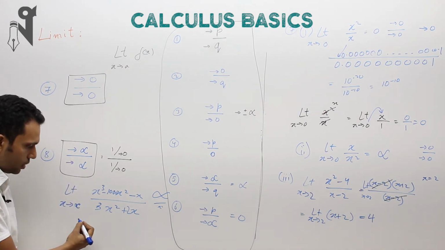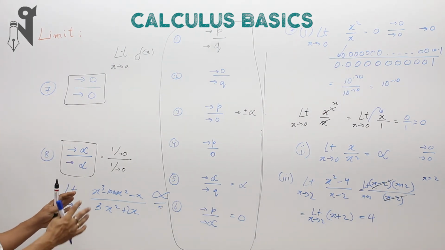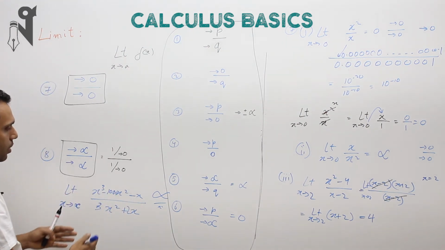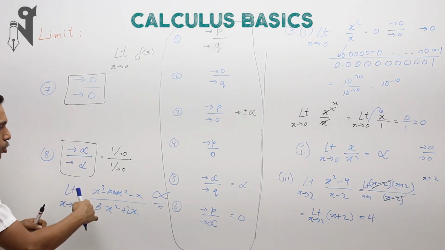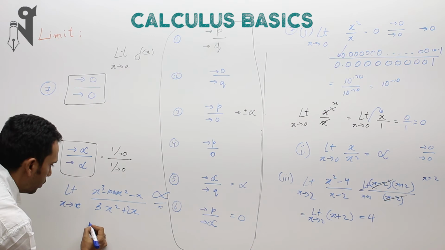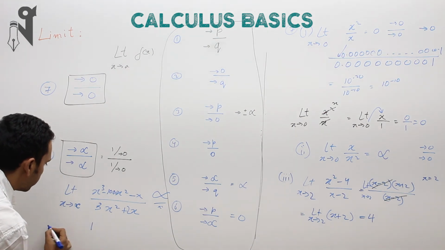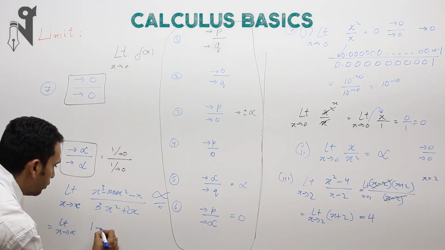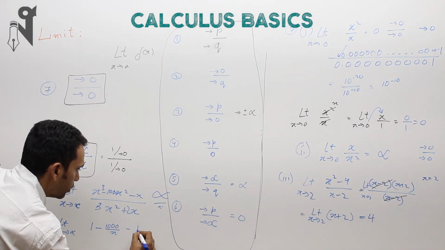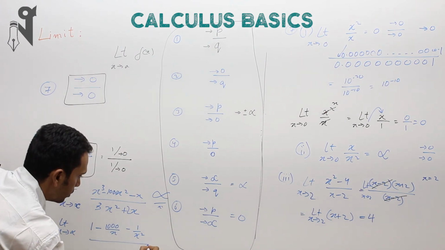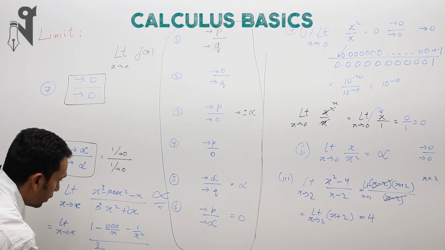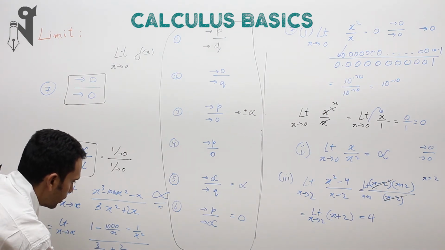So that's the sense. But if we want to have a concrete answer, we'll do some maths over it. Say divide with x cube on top and on the bottom. So what we get is 1 minus 1000 divided by x minus 1 by x square. We have it divided with x cube on top and x cube on bottom: 3 divided by x plus 2 divided by x square.